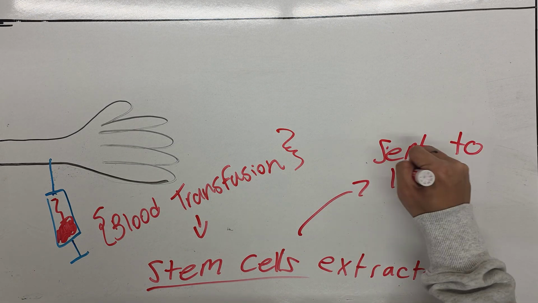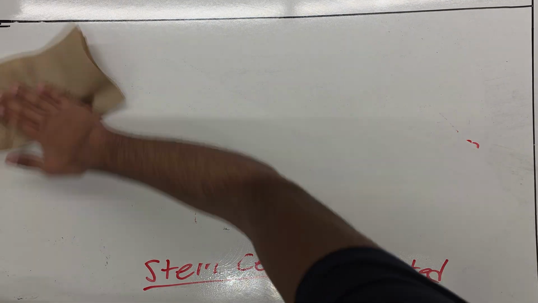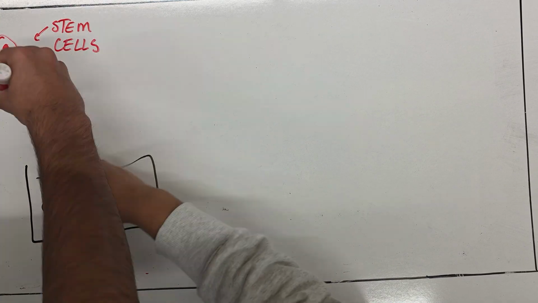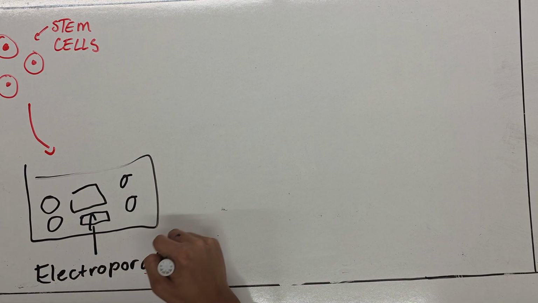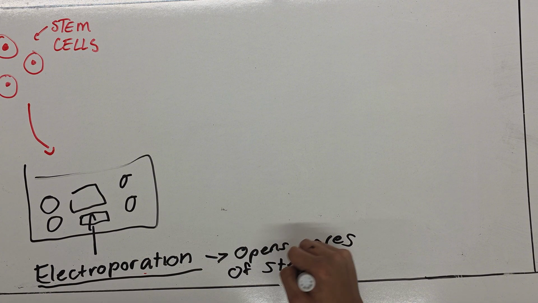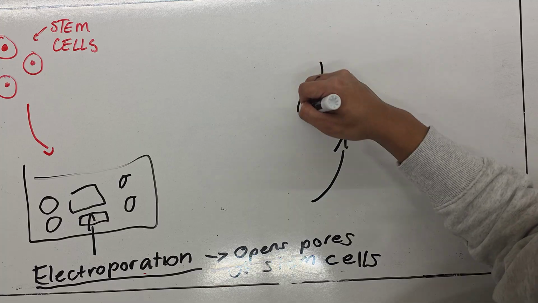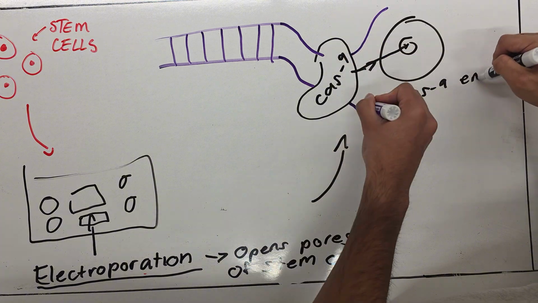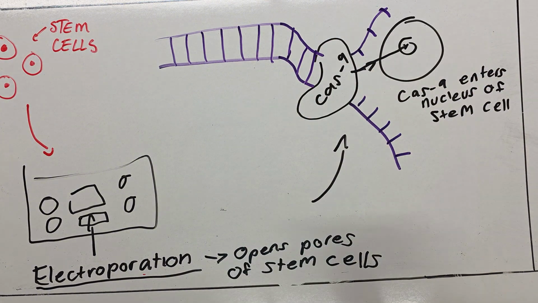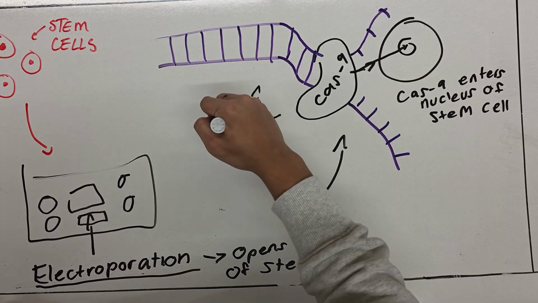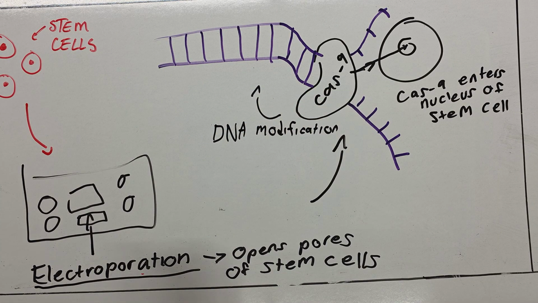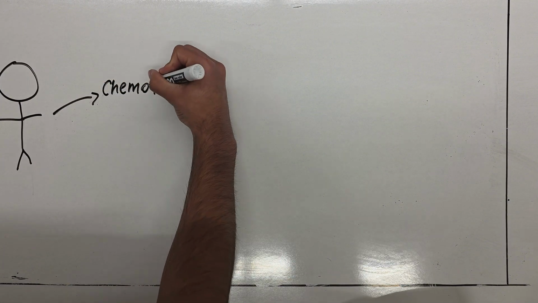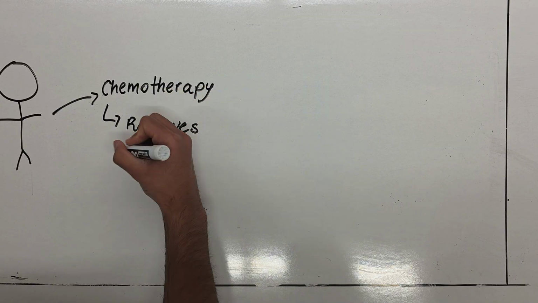So first, blood is taken from the patients, and stem cells are extracted. These cells are then sent to the lab where CRISPR editing can be performed before returning back to the patient through transfusion. Now, in the lab, CRISPR is delivered into stem cells using a method called electroporation, which uses an electric pulse to open tiny pores in the cell membrane, allowing the Cas9 protein and the guide RNA to enter the cell. Once inside, Cas9 travels into the nucleus and is guided to a specific DNA sequence. Then, it cuts the DNA, allowing the cell's repair system to modify the gene.